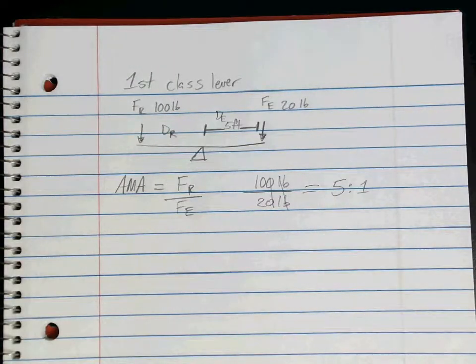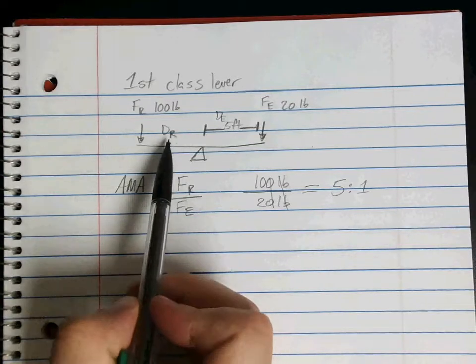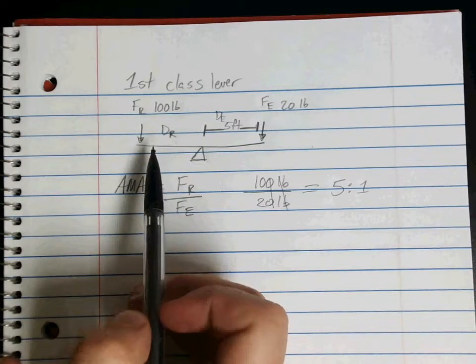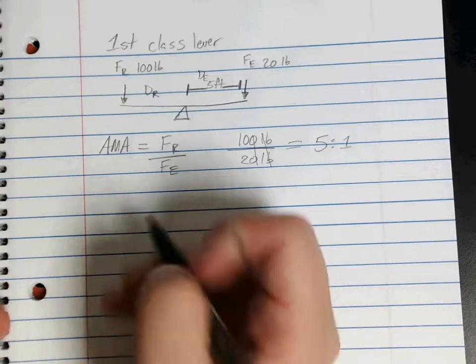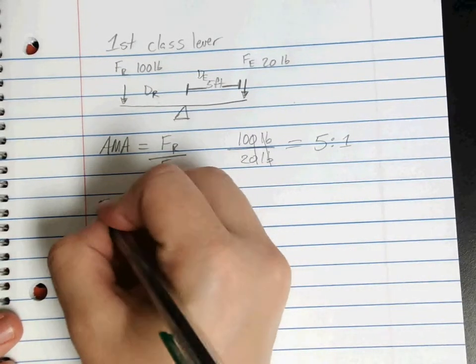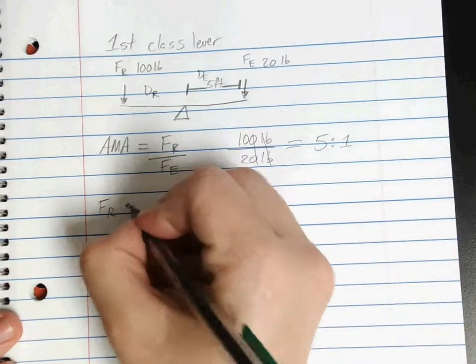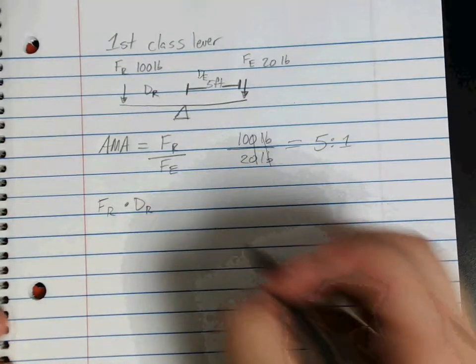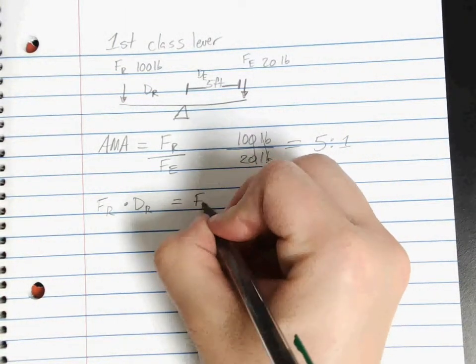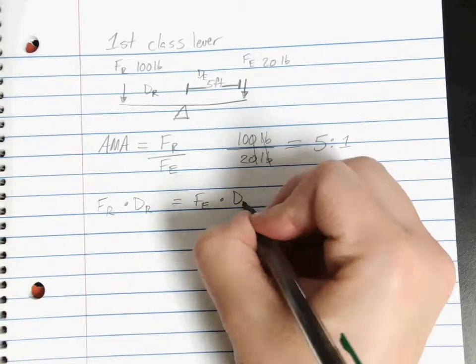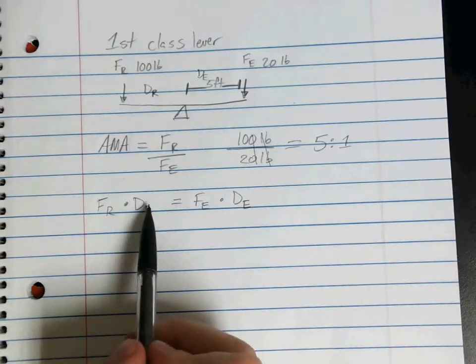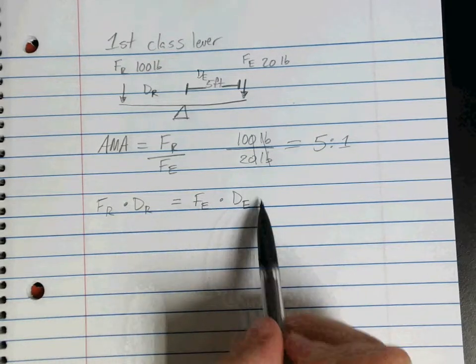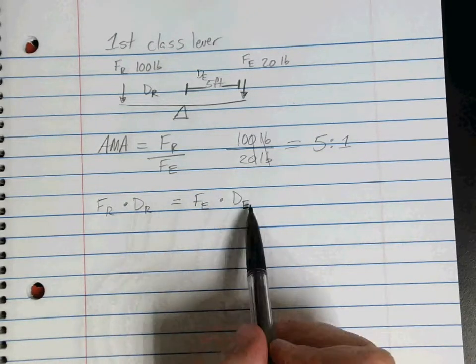Okay? Now we want to do our static equilibrium to figure out what our distance was for our resistance force. Okay? Remember the one number we didn't know before? We want to find that out. So we're going to use our equilibrium formula. For equilibrium every single time, we're going to do our resistance force times our resistance distance is equal to our effort force times our effort distance. Okay, so just remember, resistance is all on one side, effort is all on the other. Okay, and you're multiplying them together.